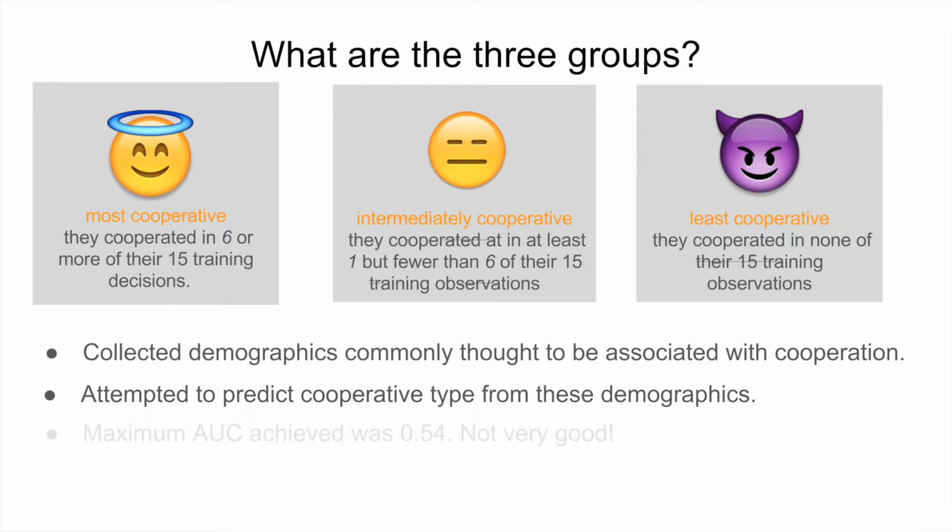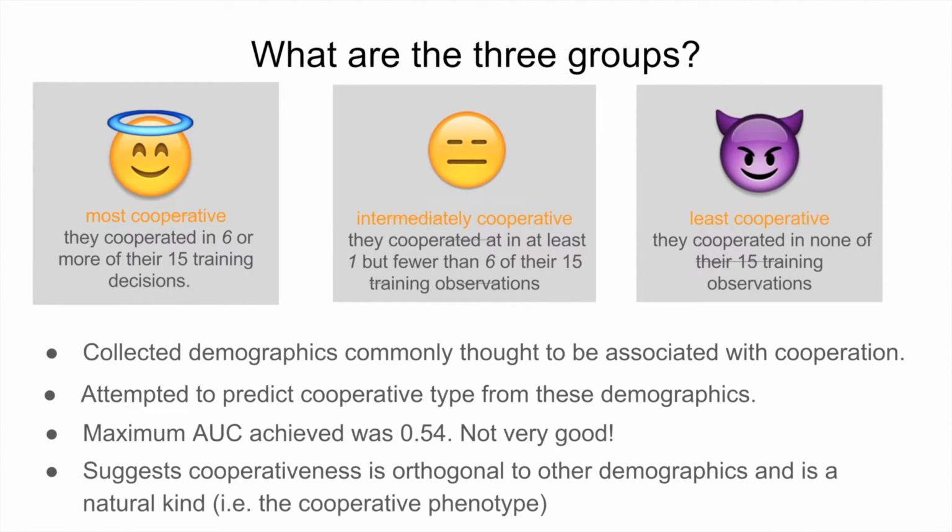And when we do that, we get an AUC of about 0.54. And knowing that the base rate for AUC of a null model is 0.5, this is not very good. So this suggests that you can't actually predict what cooperative group people are going to be in if you know all this demographic information about them. This suggests that cooperativeness is orthogonal to other demographics and is a natural kind. And this is building on the idea of a cooperative phenotype that's been put forth by our lab.